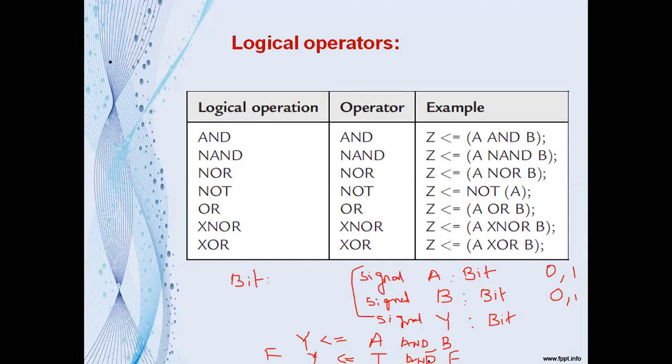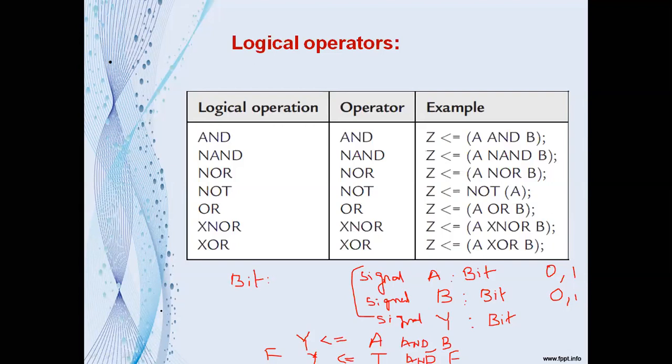Because the AND operation will produce an output of true only when the two inputs are true. In all other cases, it is 0 only. So you can perform the logical operations on bit type, Boolean type, and a one-dimensional array of bit and Boolean.